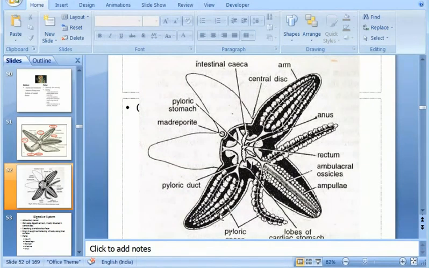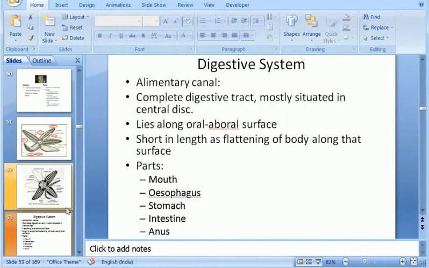And they include these pyloric ceca, then small ducts leading into duct of his own side, likewise on this side as well, and then these two ducts join, make up a common pyloric duct, which opens into pyloric stomach. So this is the overview of digestive system.